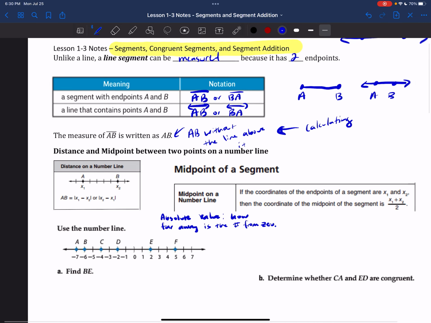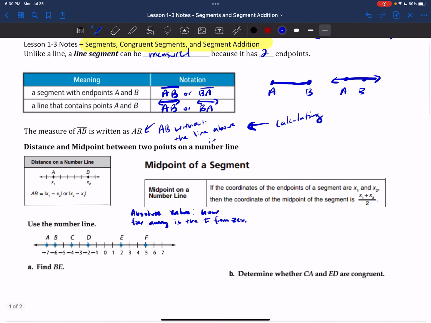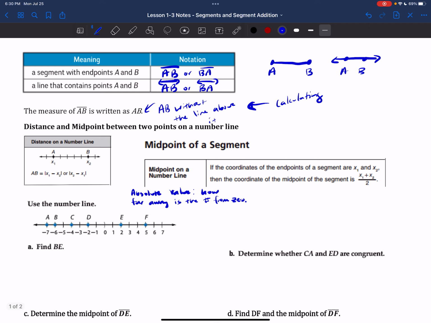Let's take a look at the midpoint of the segment. It says midpoint on a number line. If the coordinates of the endpoints of a segment are x sub 1 and x sub 2, then the coordinate of the midpoint of the segment is x sub 1 plus x sub 2, all over 2, or divided by 2. You take those two numbers and divide by 2. It's just like finding the average of something.